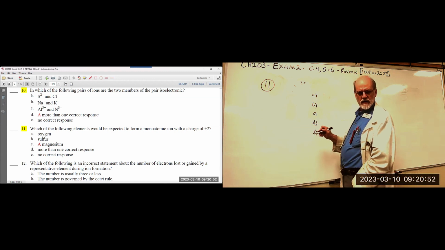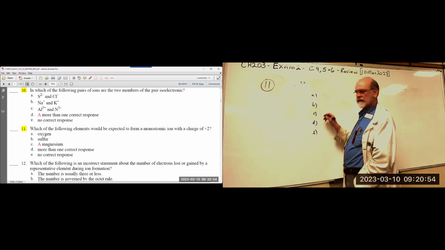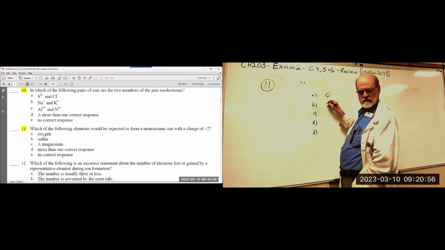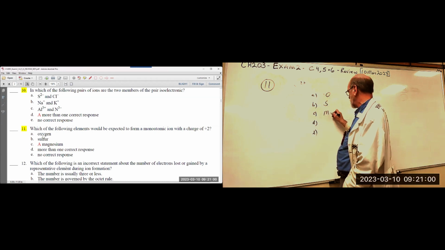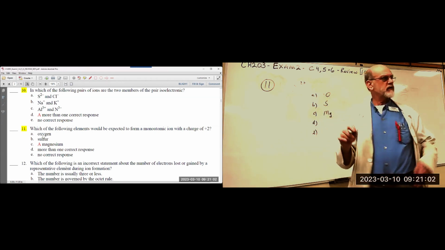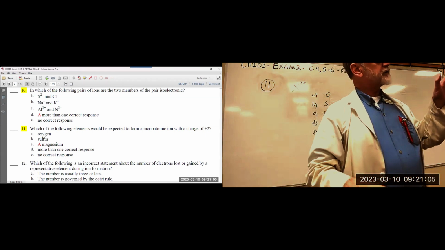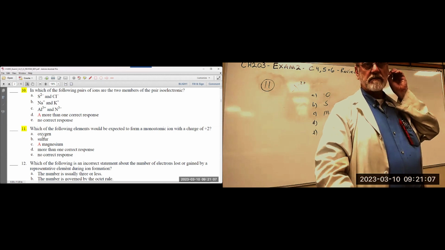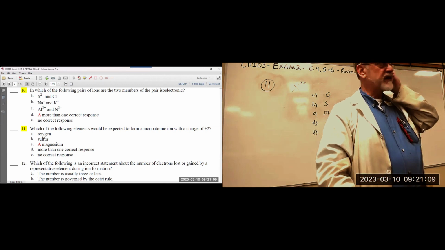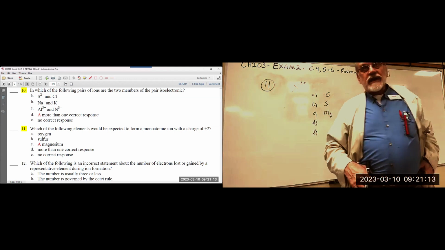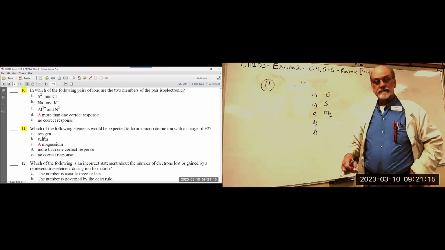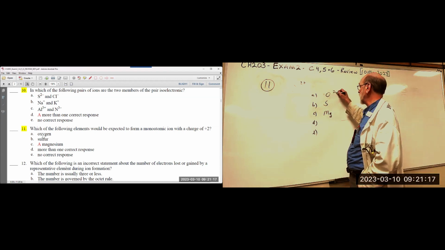Oh, D and E are more than one or none. So the first one's oxygen, sulfur, and magnesium. So we look, where are those located? Oxygen wants to gain 2 electrons. But look where it is. It's only 2 steps away from neon. So it's going to gain 2 electrons to get to neon. This one's going to be a 2-.